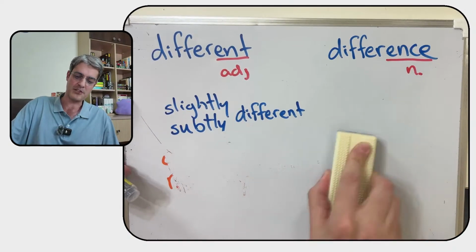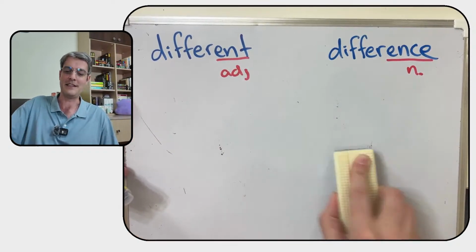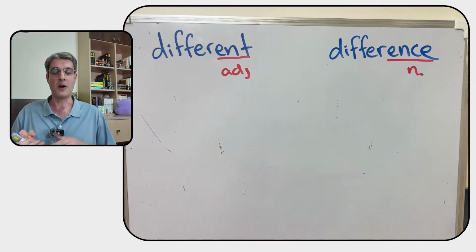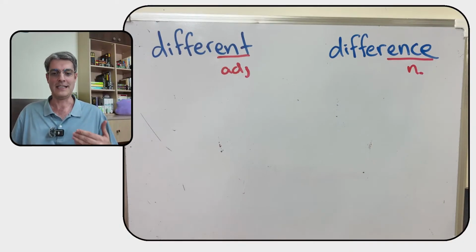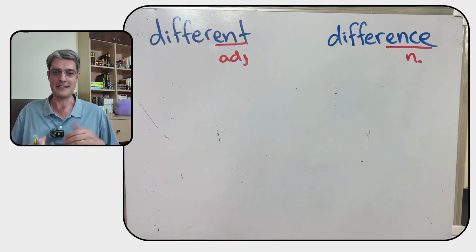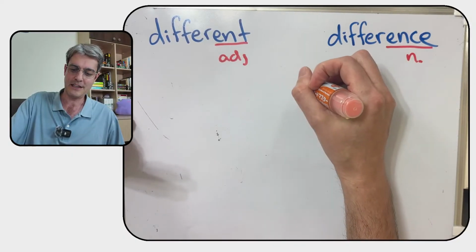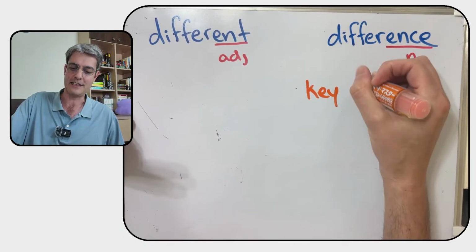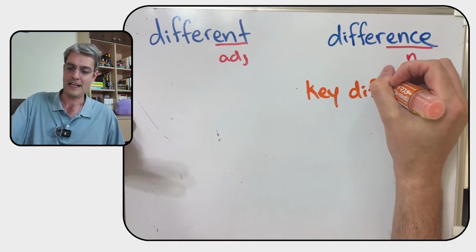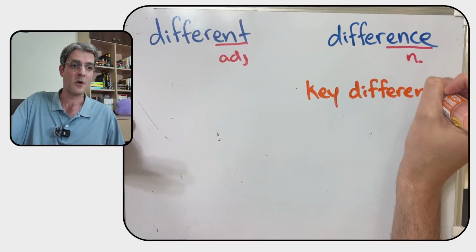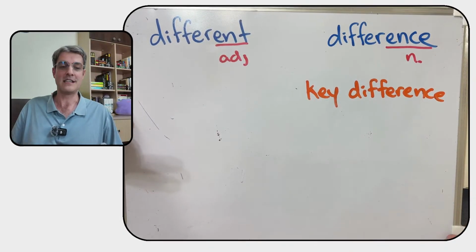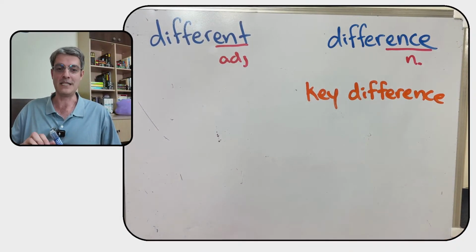So one common question we use with different is, how are these two things different? Or how is this different from that? So when we're using difference, this is our noun version, we often hear the phrase, the key difference. And the key difference would be the most important difference between two things.